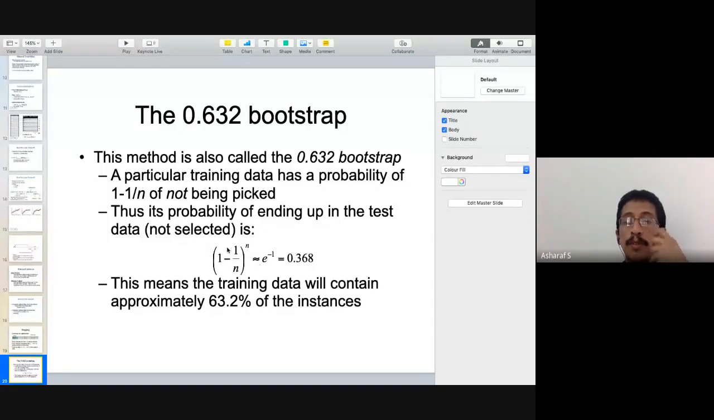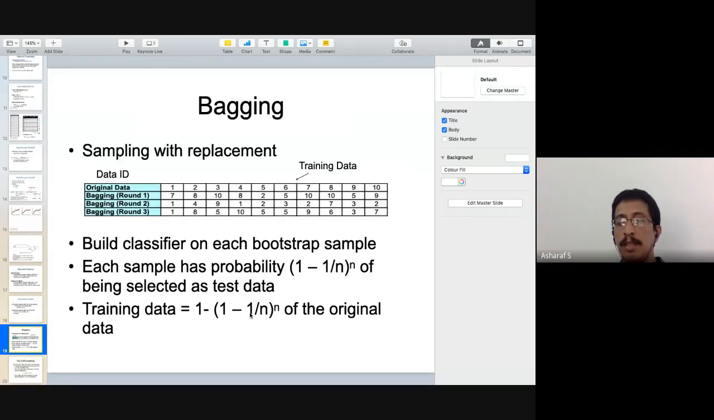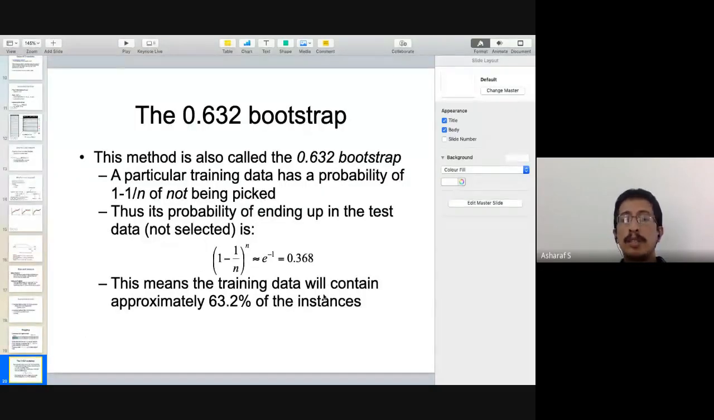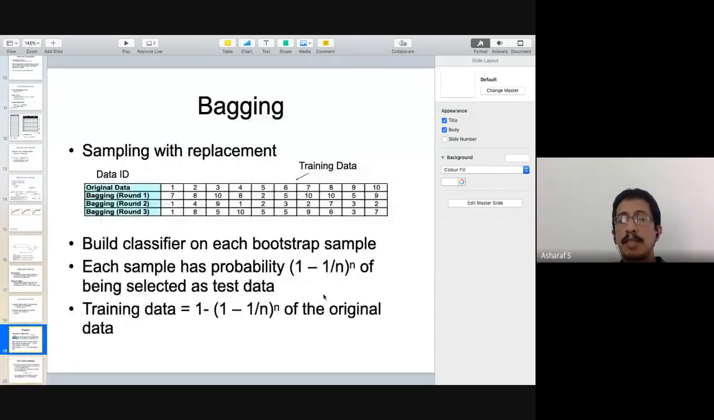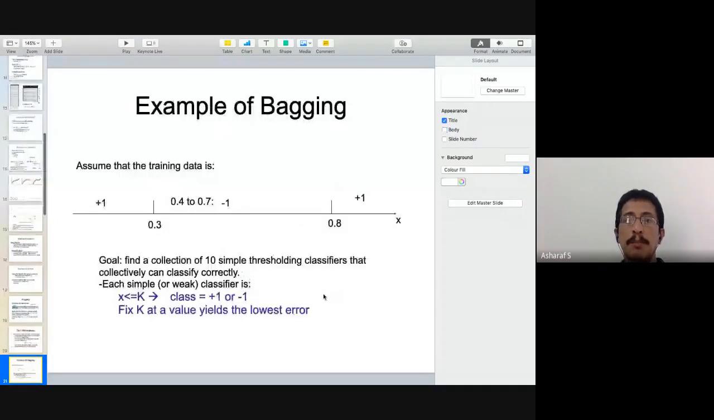If you approximate, it will come to e raised to minus 1, which is 0.368. This means that the training data will contain approximately 63.2% of the instances at any point in time. That's what is being shown over here. Same stuff here. So the training data is 1 minus 1 by n. You can look at that math. Another term for it, the 0.632 bootstrap, is nothing but bagging. It's another name for bagging, and this is how the name comes in.